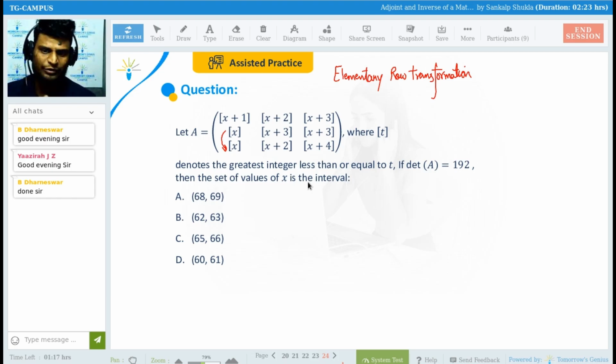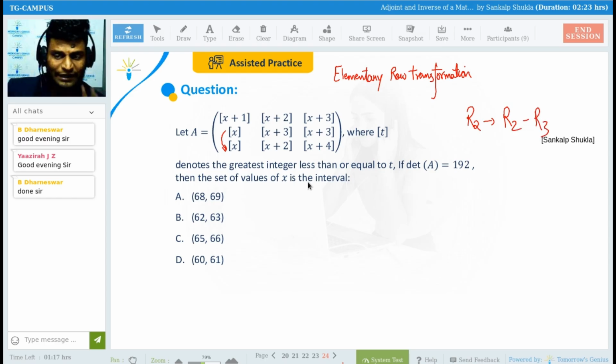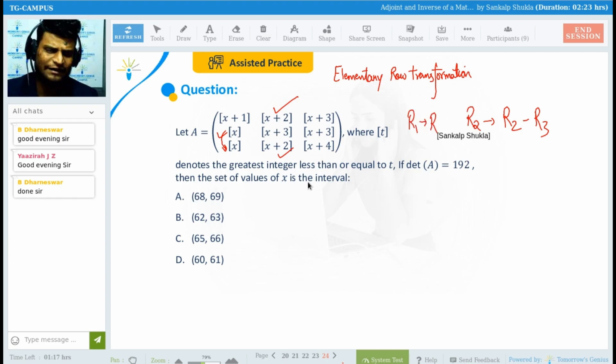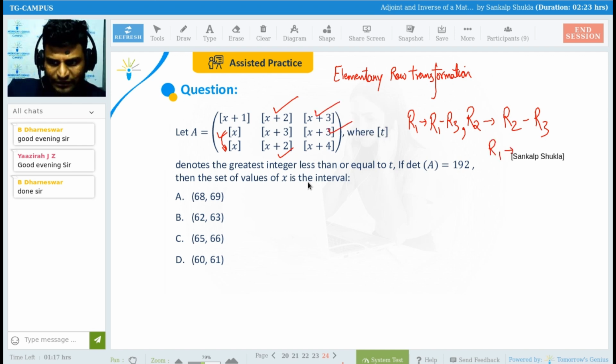See, the whole motive to solve a determinant or a matrix is just to create the maximum number of zeros, and it is very good if you are able to create the maximum number of zeros in a single row or a single column. So I can do R2 minus R3, and by doing that this will become 0. There is x plus 2 and x plus 2, so I can also do R1 minus R3. Or, since x plus 3 and x plus 3 are also there, I can do R1 minus R2. I'll be applying any two operations, so we can create a 0 over here and a 0 over here.